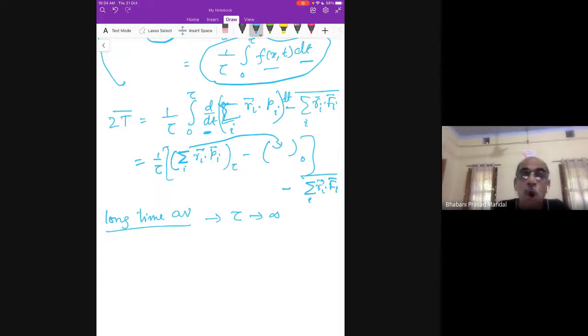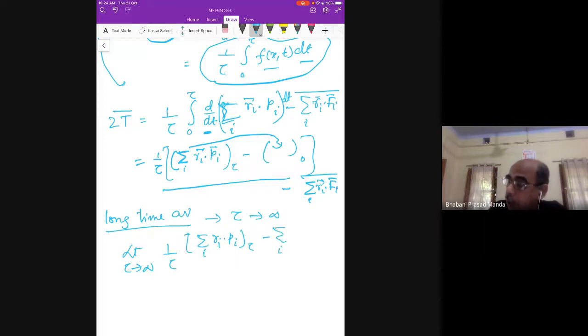Mathematically, long time average means, look at this quantity in the limit tau going to infinity: 1 over tau, then in the numerator you have the sum over i of ri dot pi at tau minus the sum over i of ri dot pi at 0. Right?